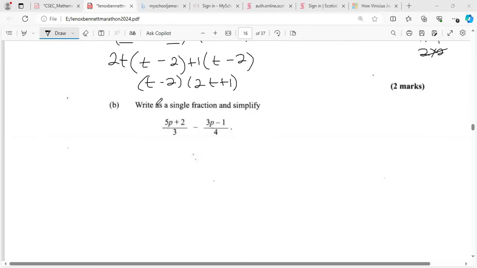Alright, so it says, guys, write as a single fraction and simplify. So the fact that they say simplify, you're not going to find the value of p, but you're going to simplify. So what we can do is just find the LCM because of subtraction, right? Once you're adding and subtracting, you find the LCM of the denominators, which would be 12. If you're not sure how we get the 12, you just keep adding 3, and you do the same thing for 4 until you find a number that is common to both.